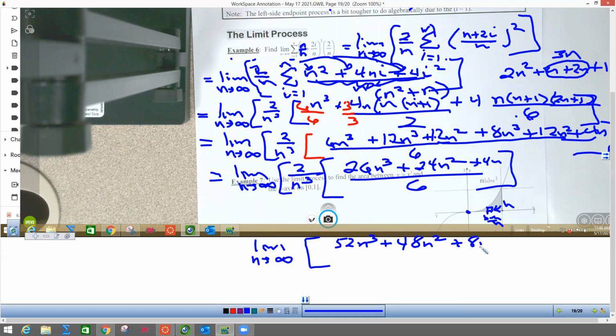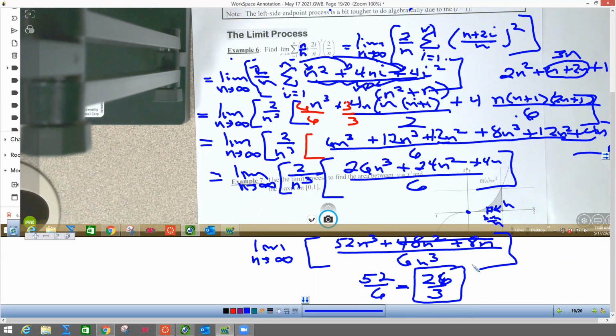Only the biggest power is what matters, if you remember about limits to infinity. So if you look, we're doing the limit of this now, so I only need the biggest powers. That's why I said these don't really count. You see these powers are the same? So when the powers are the same, this goes to the coefficients. Let's see, both those are divisible by 2. So the area under this curve would be 26/3.